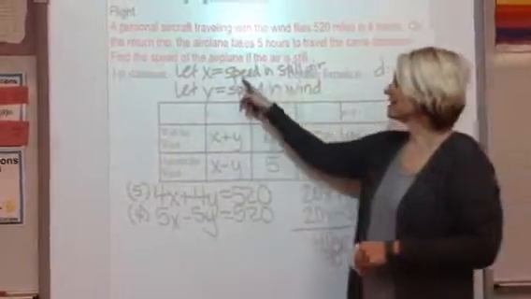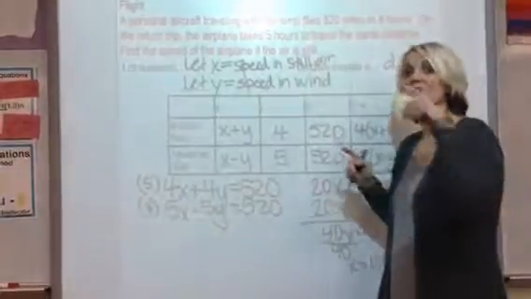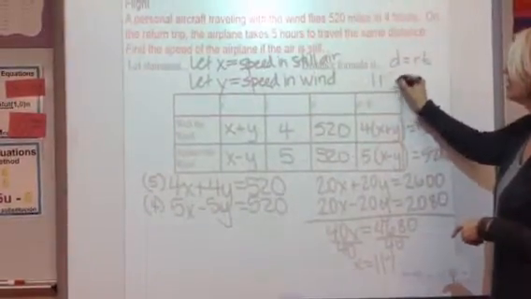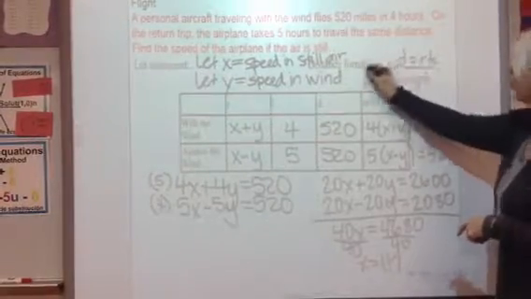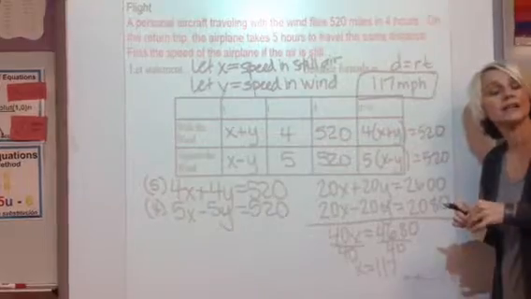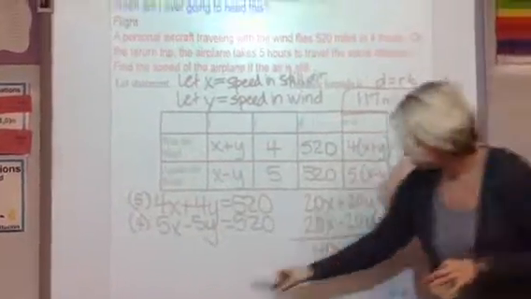Remember what x was? My speed in still air, and hey, that's what I wanted to find out. So my solution is going to be 117 miles per hour. That is my speed in still air. You try the real world example in your notes.